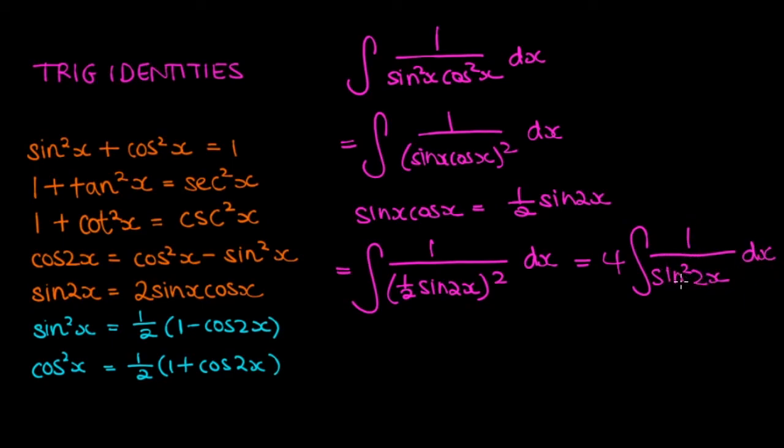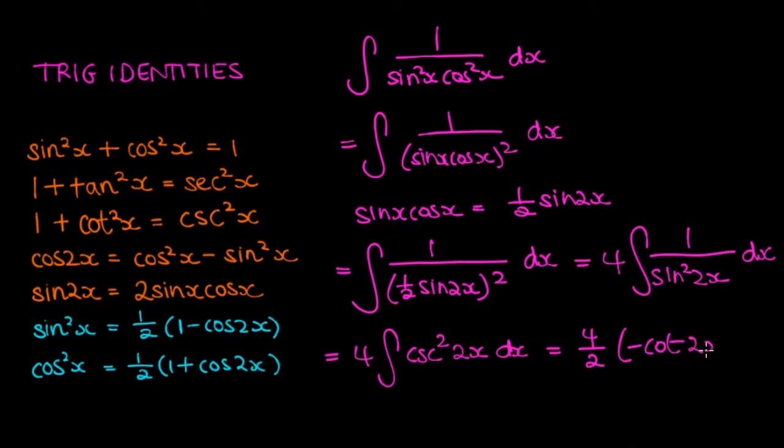1 over sine is the same thing as cosec, so this is equivalent to 4 times the integral of cosec squared 2x. And the integral of cosec squared is a standard integral, it's minus cot x. But because we have cosec squared 2x, we have to divide by the inner derivative, which is the derivative of 2x. So we're dividing by 2. And then we're multiplying that by the standard integral minus cot 2x. So our answer becomes minus 2 cot 2x plus c.